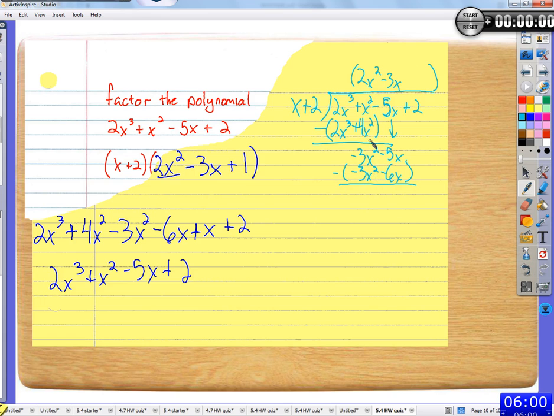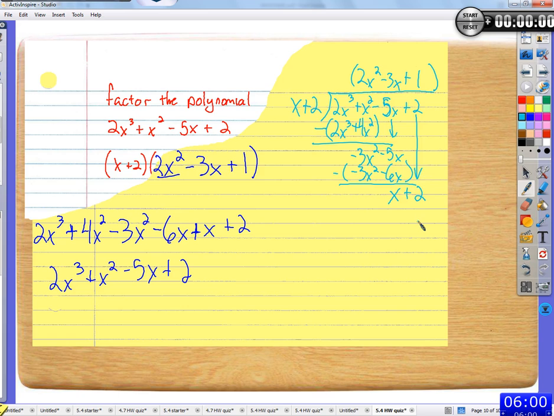Negative 3x squared minus negative 3x squared is 0. Negative 5x minus negative 6x is x. Negative 5x plus 6x is x. So if we can add an x to the negative 6x that we currently have, we'll get a negative 5x. So how are we going to get an x? What are we going to put here so that we get x? Plus a 1. 1 times x gives us x. 1 times 2 gives us 2. That's exactly what we wanted to get.